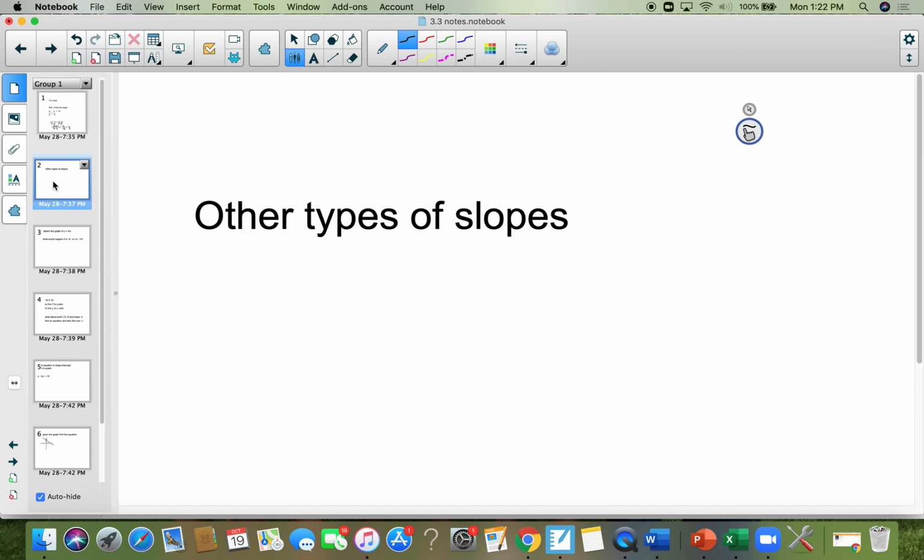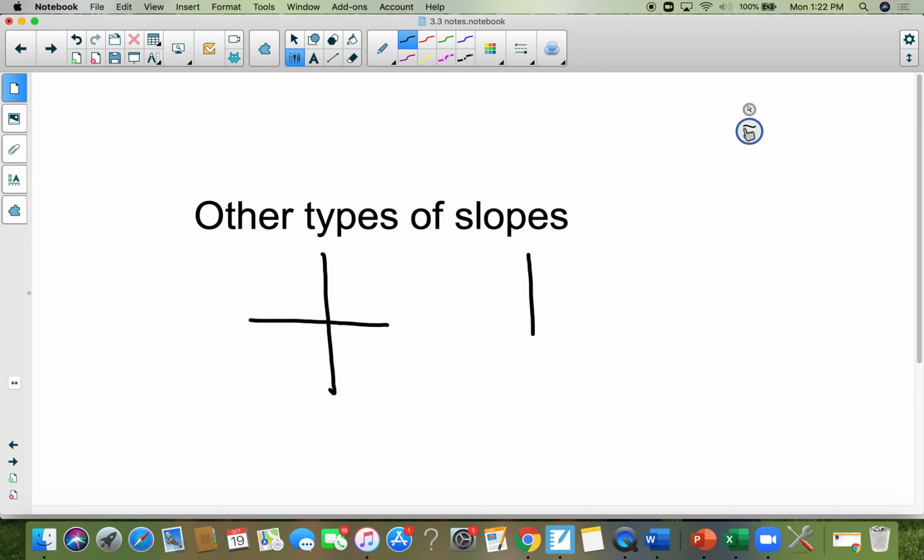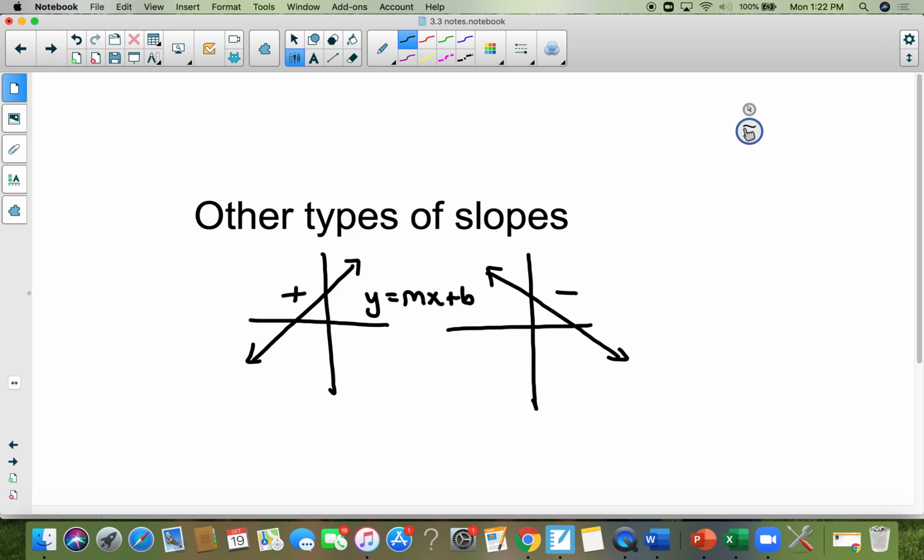I just want to go through all the types of slopes that a line might have just really quickly. You can have a positive slope because you always look at a graph from left to right. So this one has a positive slope and this one has a negative slope. Both of these you would use y equals mx plus b, where b stands for where it crosses the y-axis and m is the slope.